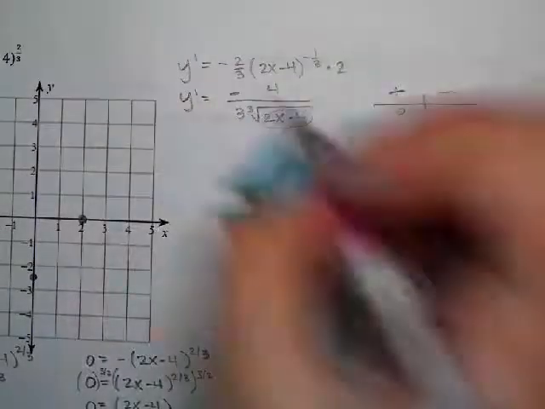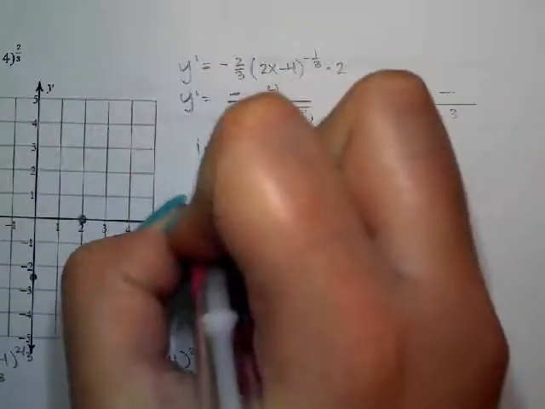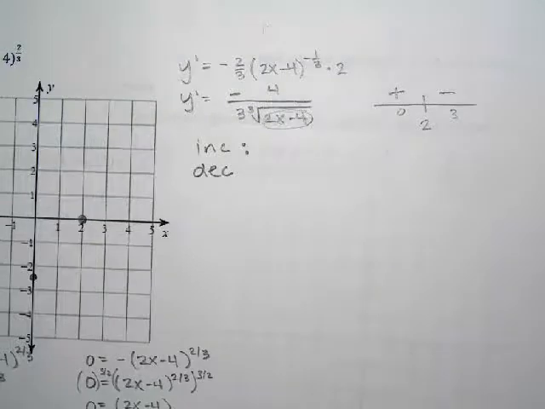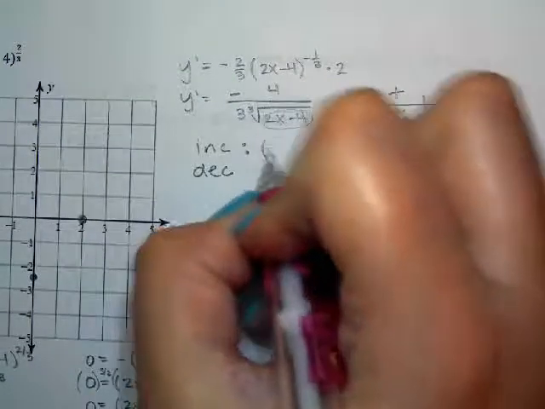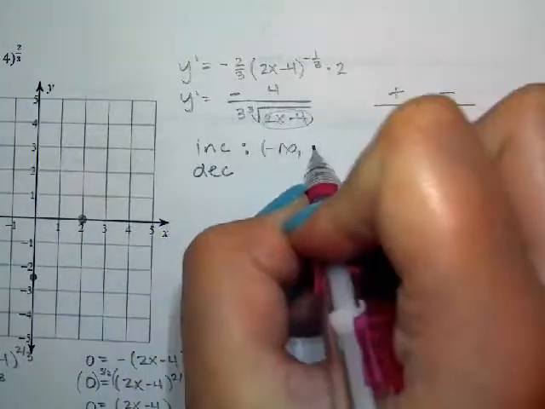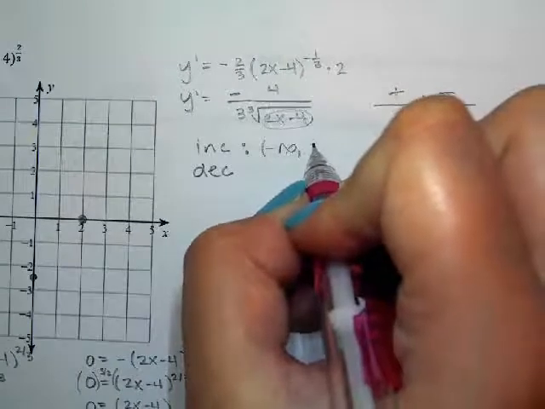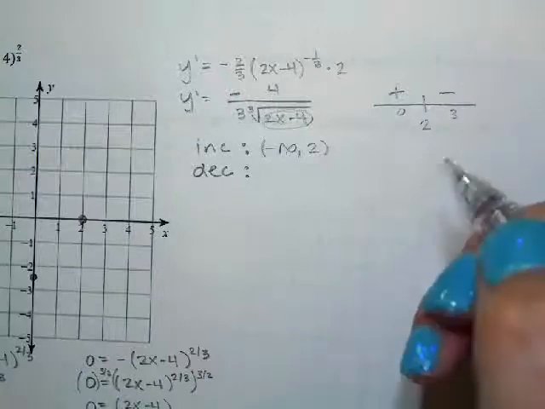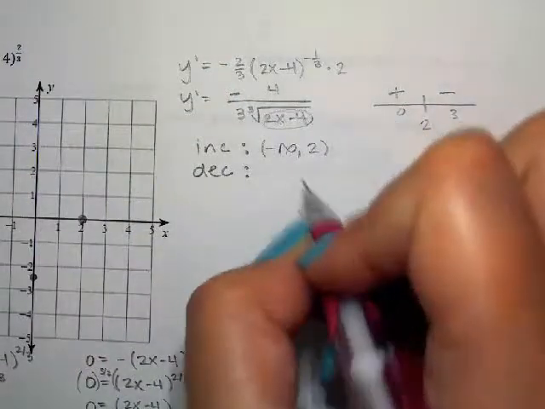Okay, so based off of this, what information have we now picked up on? So we have the increasing interval, we have the decreasing interval. What is the increasing interval? -infinity to 2. The decreasing interval is 2 to infinity.